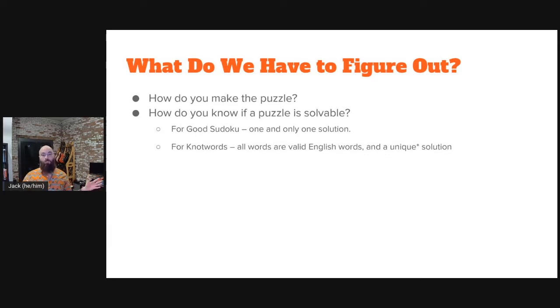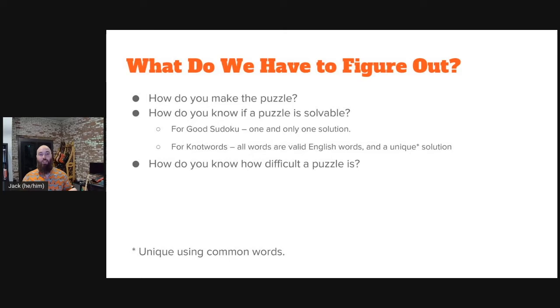And then for Knotwords, it's that all the words are valid English words and that it has a unique solution, unique using common words, because in English there are a lot of really bizarre words, and it's oftentimes more fun for people to be able to use odd or unfamiliar words in order to solve the puzzles. So we allow alternate solutions. And how do you know how difficult a procedurally generated puzzle is? How do you know whether this is a good or a bad puzzle, which I kind of shortened to interesting? Even if you know what skills you would need to solve a puzzle, that's not the same as knowing whether or not the puzzle is interesting.